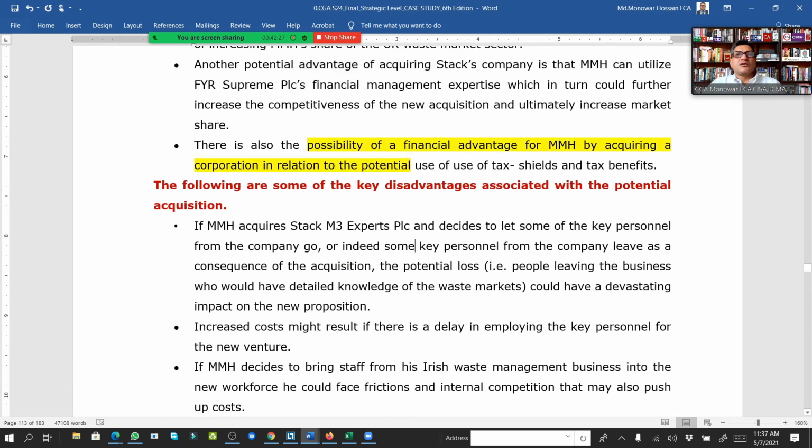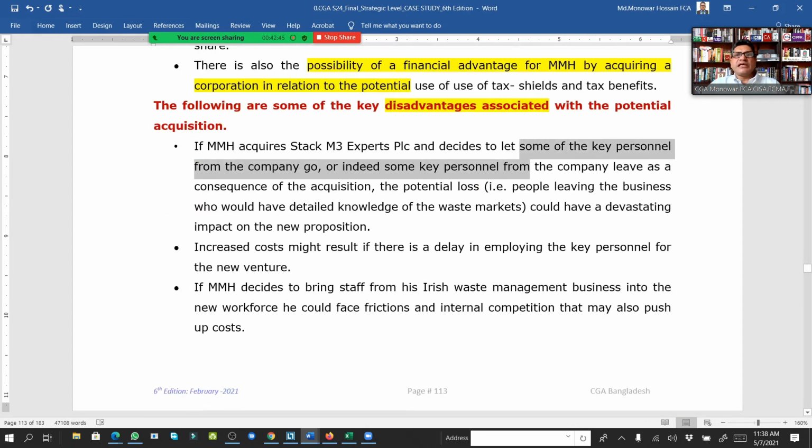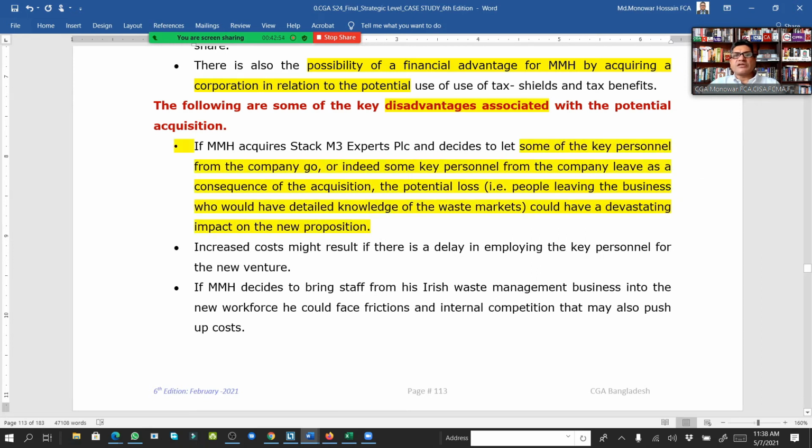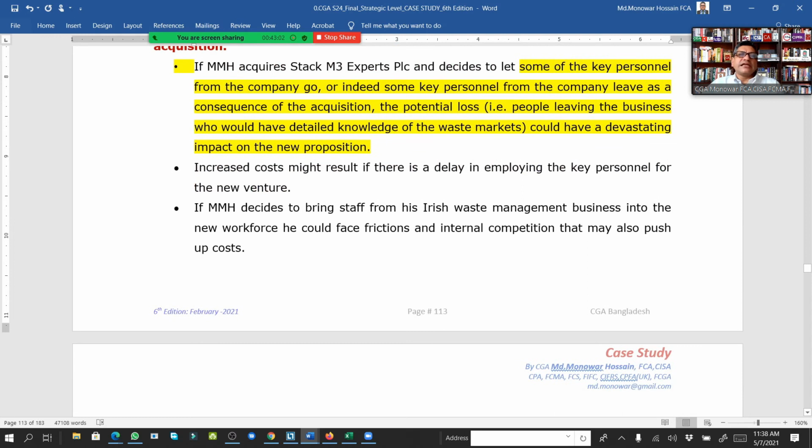And there is also a possibility of financial advantages for MMA by acquiring a corporation, in relation to the potential use of tax shelter and tax benefit. And what would be the disadvantages? Disadvantages associated with the acquisition include that some key personnel from the company may leave as a consequence of the acquisition and join another company. The potential loss can happen. An increase in cost might result from the delay of the employees, the key personnel, for the new venture.